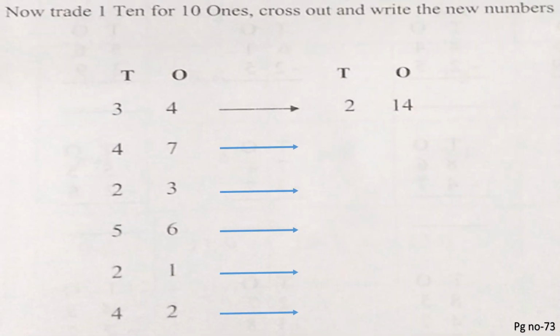Children, let's turn to page number 73 in your Bal Ganit. Write today's date. Here in the exercise, we need to trade or carry 10 for 10 ones and cross out. Then we have to write the new number which we get. Okay, shall we start? First one has been done. We'll go to the next one.